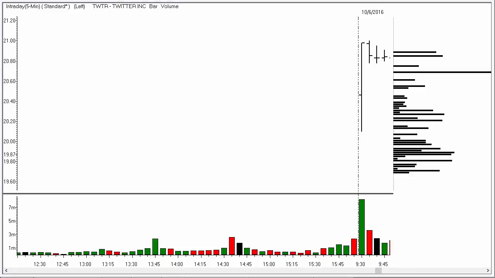Sometimes it's hard on the fly to answer those questions, but I'm going to give it my best shot right here. The first thing that happened was we had an opening gap to the downside, 2 standard deviations, that looked like it was going to be a great retracement entry, and then we had this big move in the first bar.